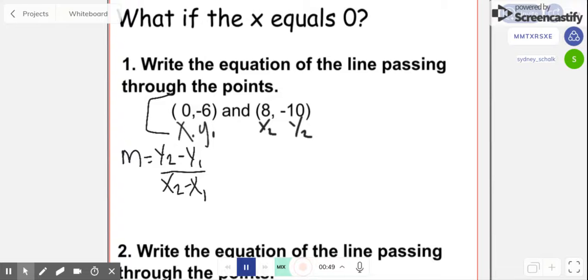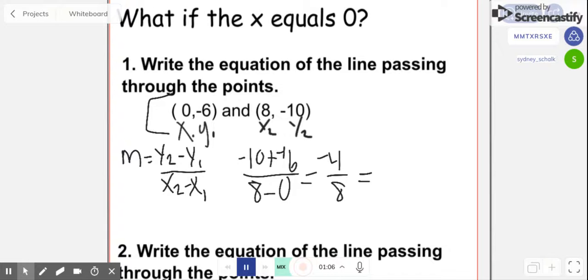So our y2 is negative 10 minus our y1, which is negative 6, over x2, which is 8, minus x1, which is 0. So when I add the opposite here, I get negative 10 plus 6, which is negative 4, and 8 minus 0, which is just 8. This simplifies to negative 1/2. That means our slope is negative 1/2.